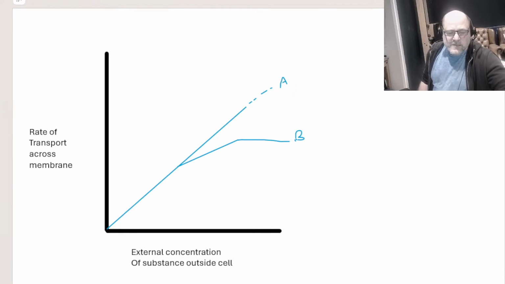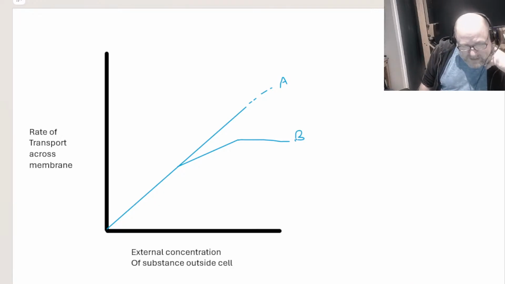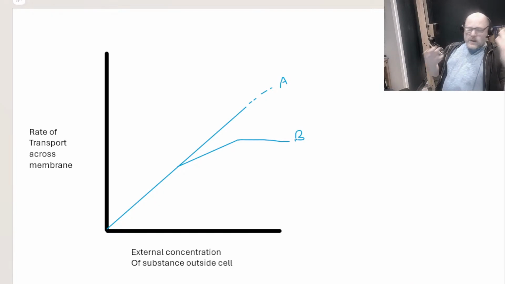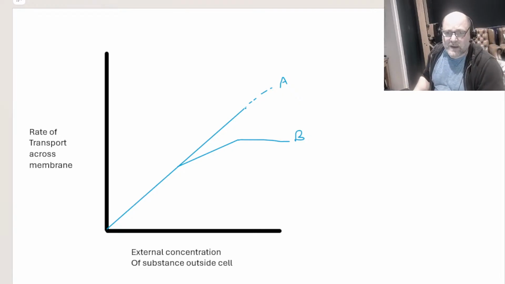Yeah, very good. So, basically, I think Mathilde has pointed it out here. The rate of transport across the membrane, one of them just keeps going and keeps going and keeps going, and one of them after a while plateaus. And so A is simple diffusion and B would be facilitated diffusion. So after a while all of the channel proteins are busy.